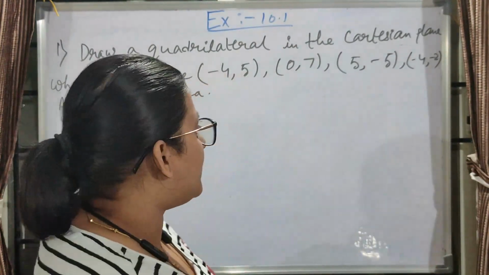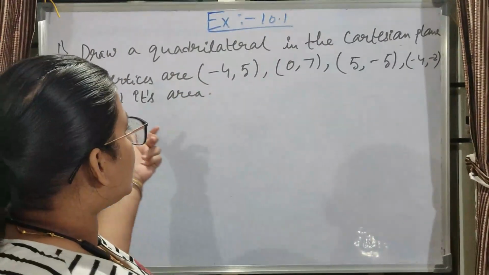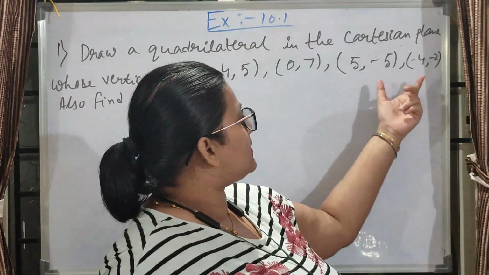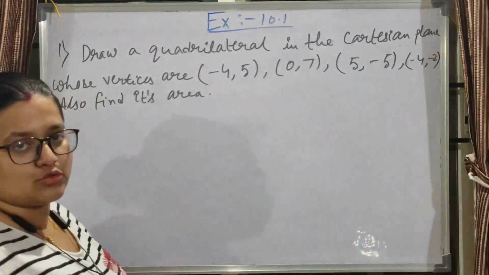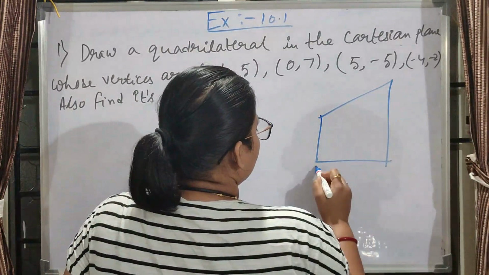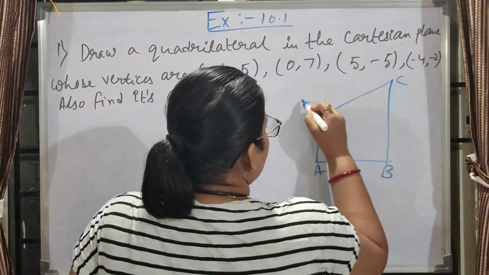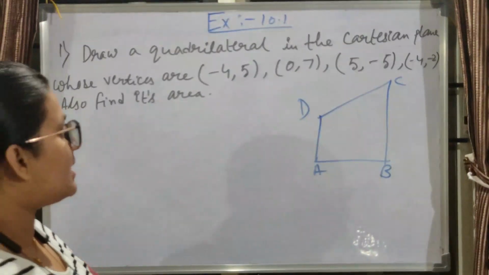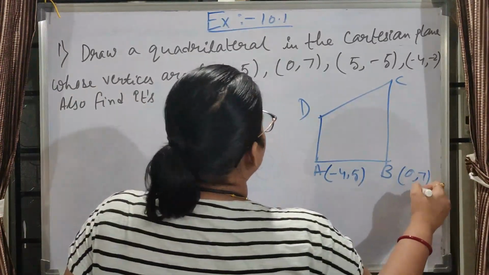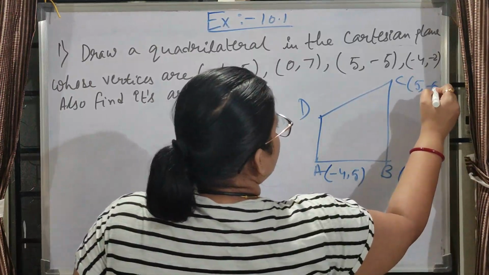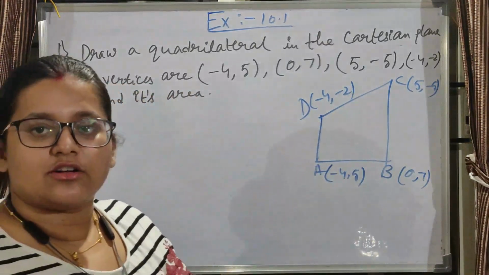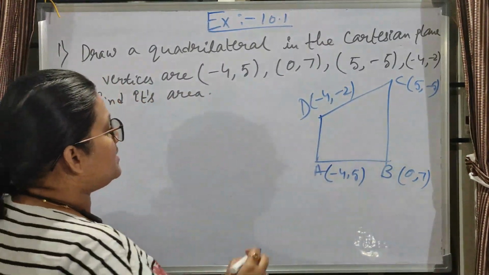So the first question was, draw a quadrilateral in the Cartesian plane whose vertices are (-4, 5), (0, 7), (5, -5), (-4, -2), and find its area. So what will be the answer? Basically I am drawing it, and I am giving the names ABCD: (-4, 5), (0, 7), (5, -5), and the name will always be in cyclic order. I know you all know this thing.